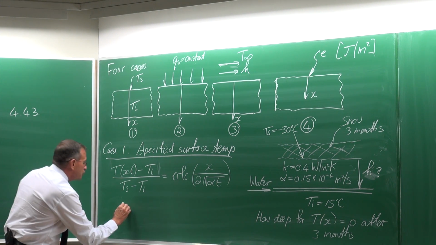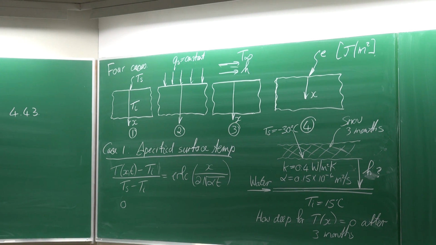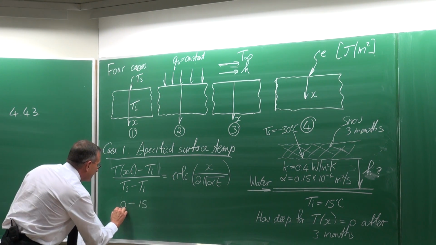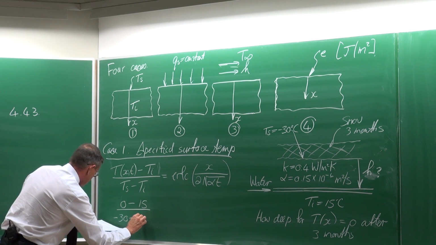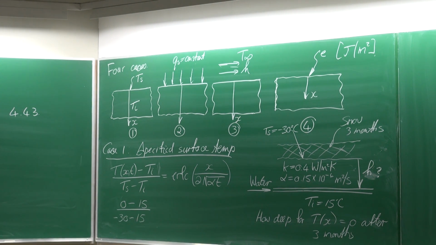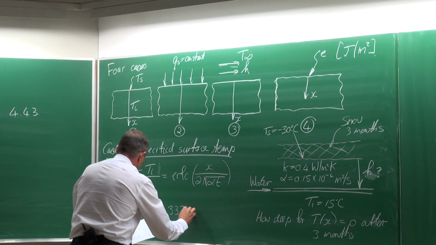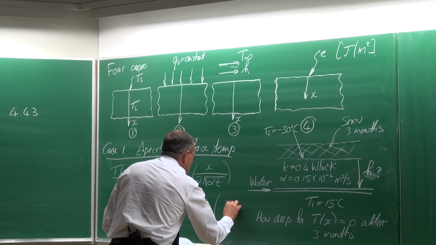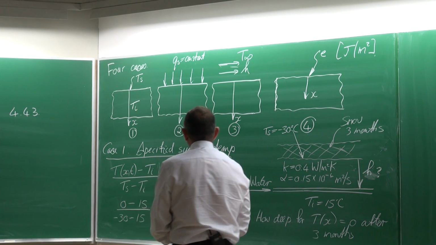In terms of this solution, we want to know when the temperature will be 0 degrees, so it's 0 minus 15, divided by the surface temperature, which is minus 30 minus 15. And that is equal to 0.333, which is also equal to the complementary error function of x divided by 2 times the square root of alpha t.